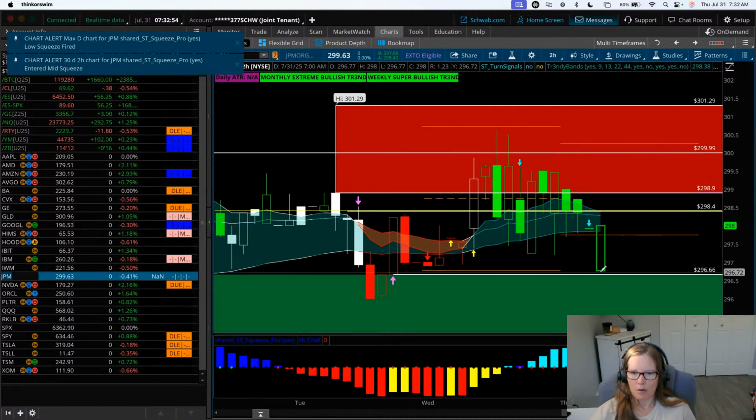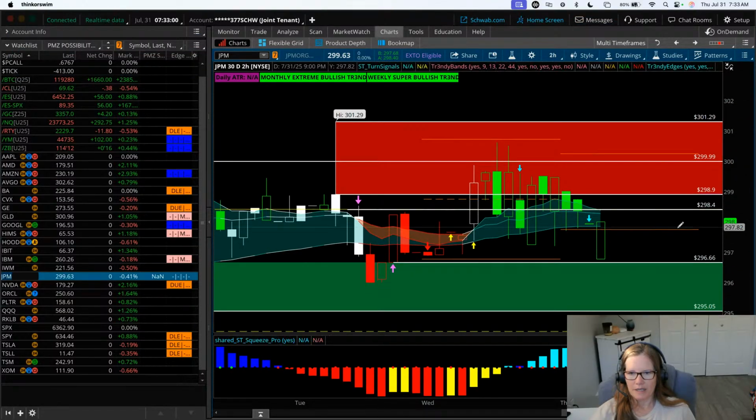Oh, wow. Yeah. All right. My buy zone on JPM would be down here at 296.66 by 295.05. It is weak, right? Weaker than the overall market, but I just want to pay attention to the financial sector, especially with the market up at highs.